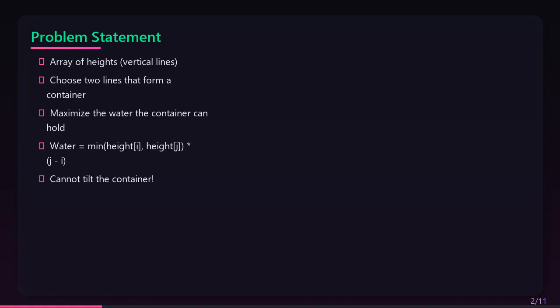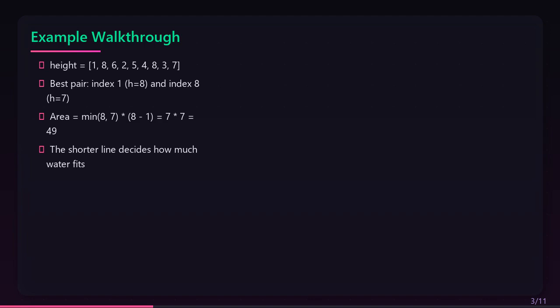Here's the problem. You have an array of heights, each representing a vertical line. Choose any two lines to form a container. The water it can hold equals the minimum of the two heights times the distance between them. You cannot tilt the container. Find the maximum area.